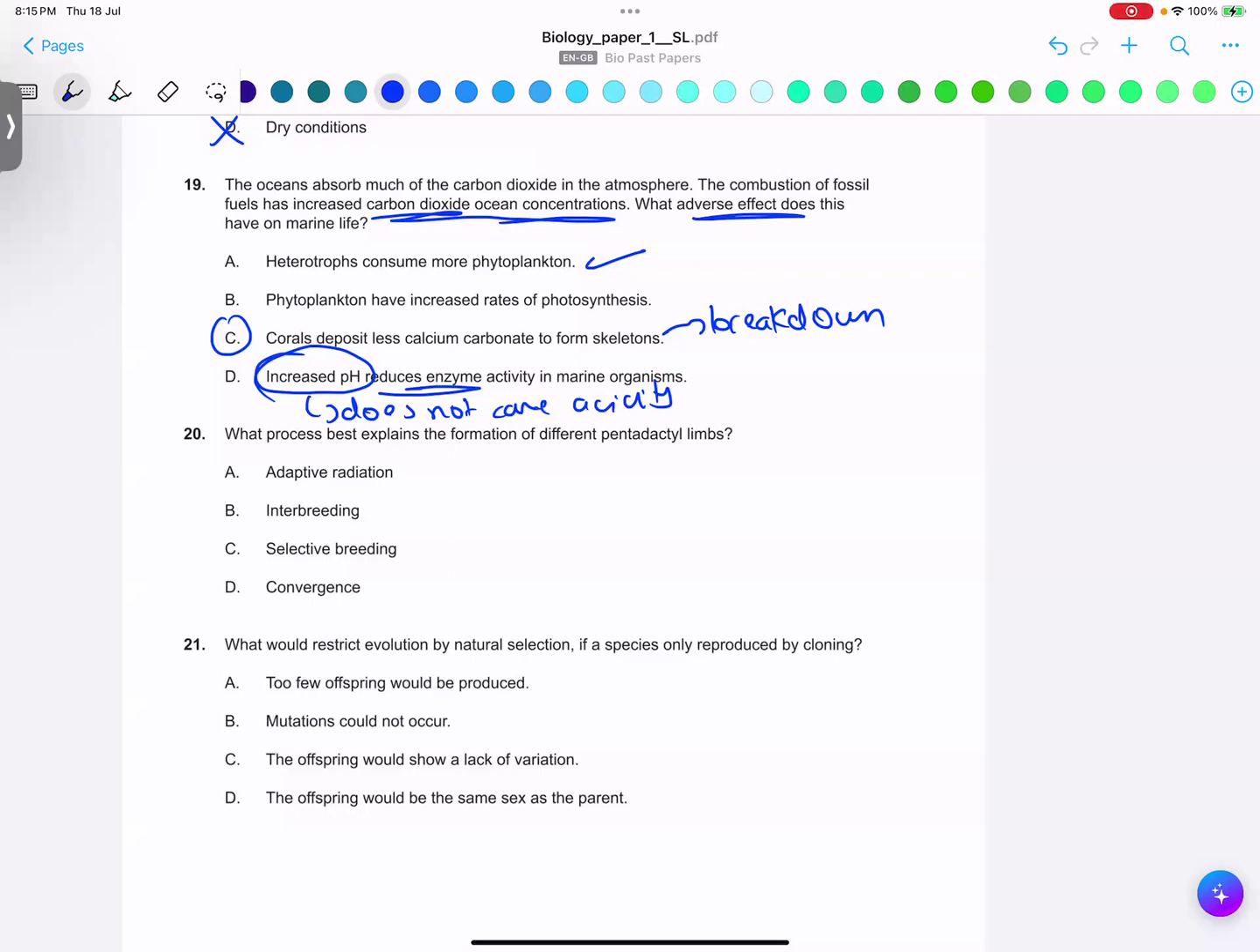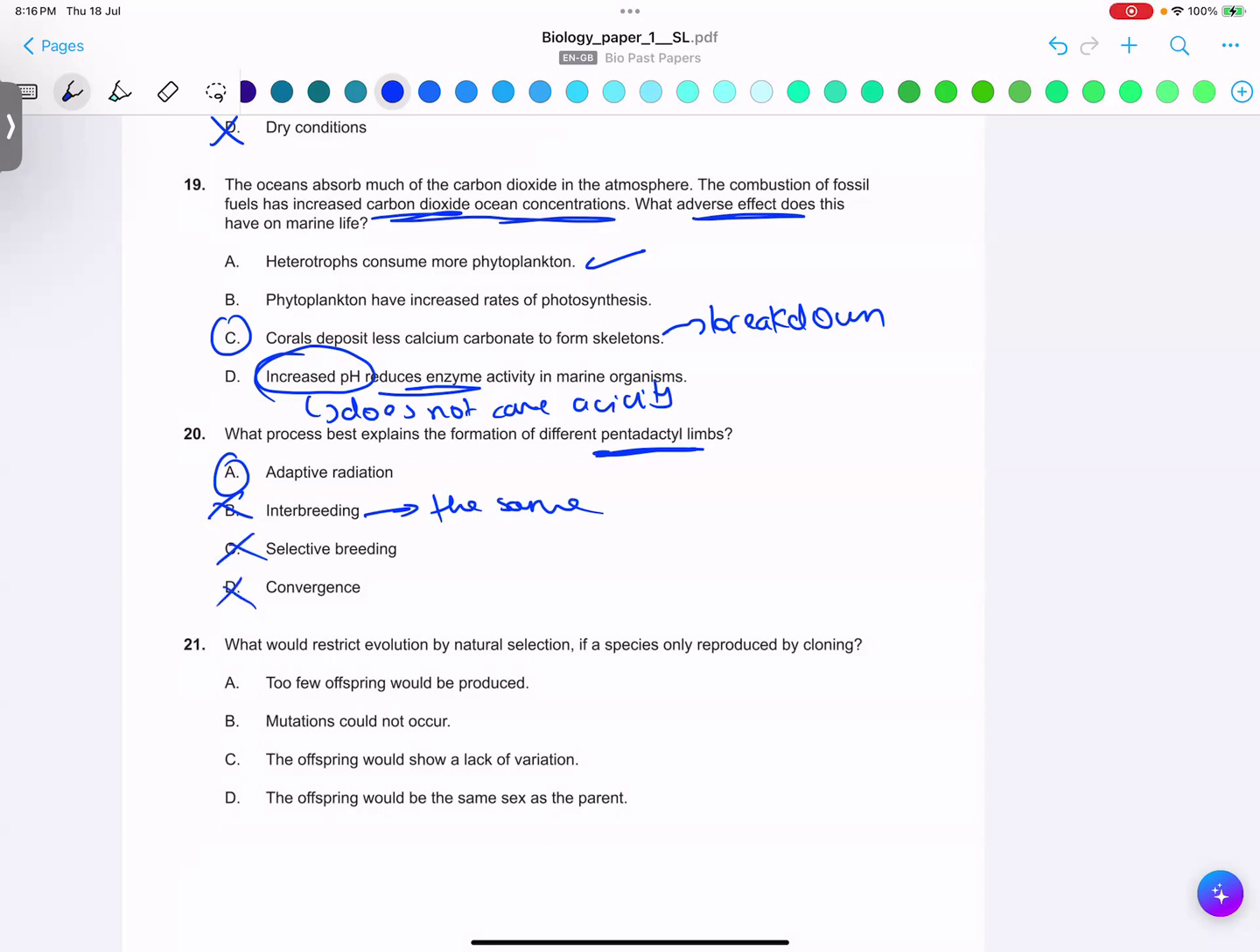420, what best explains the formation of different pentadactyl limbs? Basically, pentadactyl limbs in this case is when they all have the same feature, but they use it differently. So in this case, it is adaptive radiation. It is not interbreeding, because it does not cause different pentadactyl limbs. On the contrary, it causes the same because they're just offspring. C, selective breeding, not really. And convergence, no. Our answer is A.